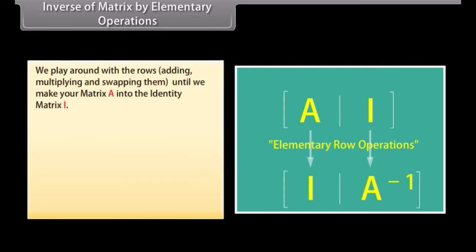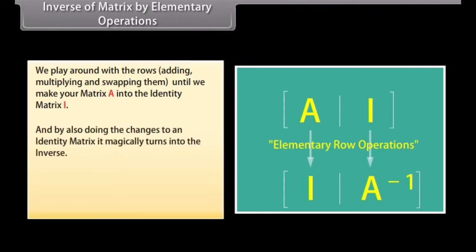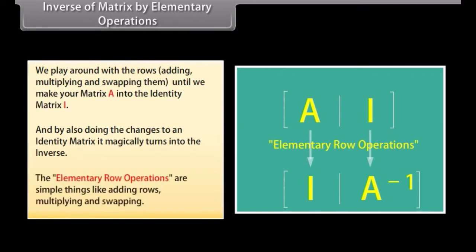We play around with the rows, adding, multiplying, and swapping them until we make our matrix A into the identity matrix I. And by also doing the changes to an identity matrix, it magically turns into the inverse. The elementary row operations are simple things like adding rows, multiplying, and swapping. Let us go through an example in the next screen.